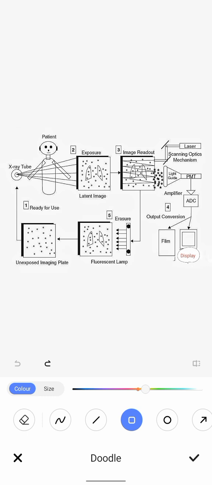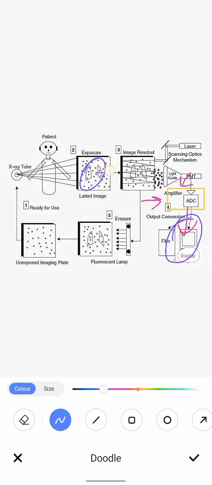To convert those analog signals into digital signals, we are using here an amplifier, and the amplifier is the analog to digital converter. The analog to digital converter is converting the analog signal which comes out of the photomultiplier tube into digital signal, and the digital signals are then transferred to the computer, and the computer shows us those digital signals in the form of the image. So this was the whole phenomenon of the conversion of the latent image into a visible image.